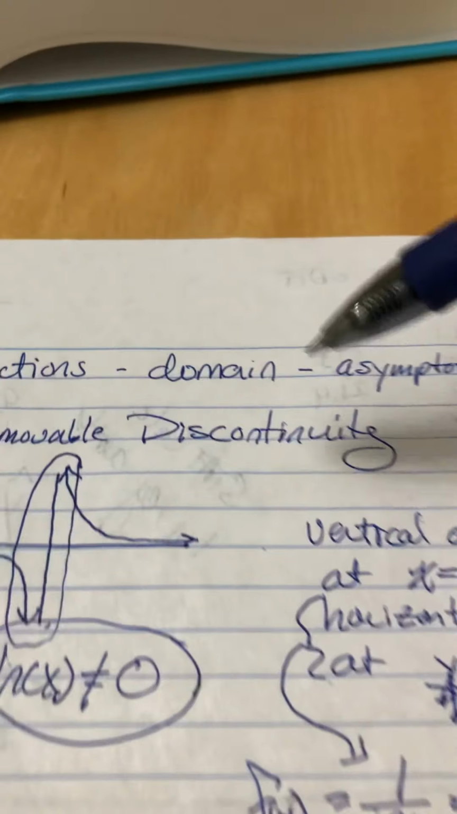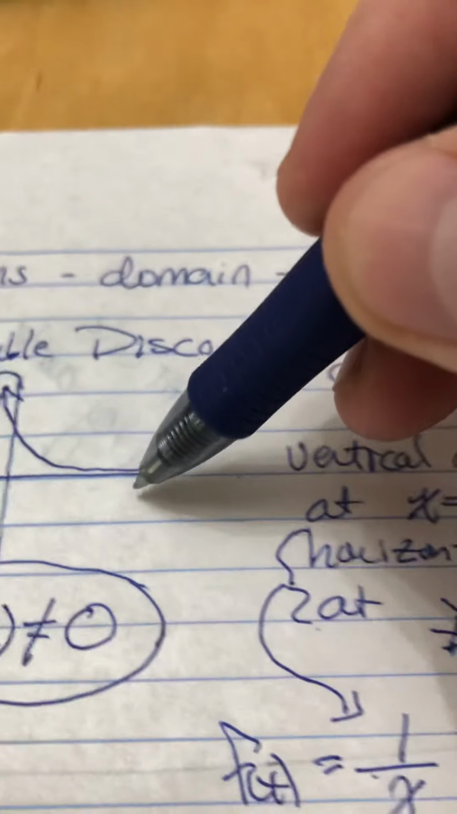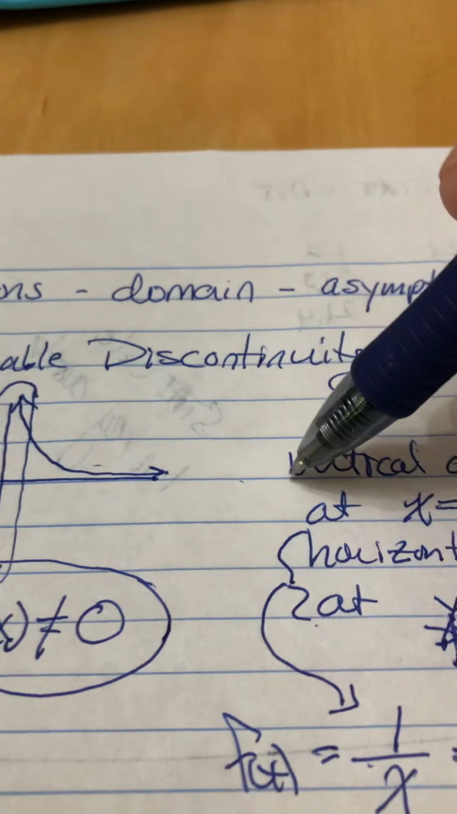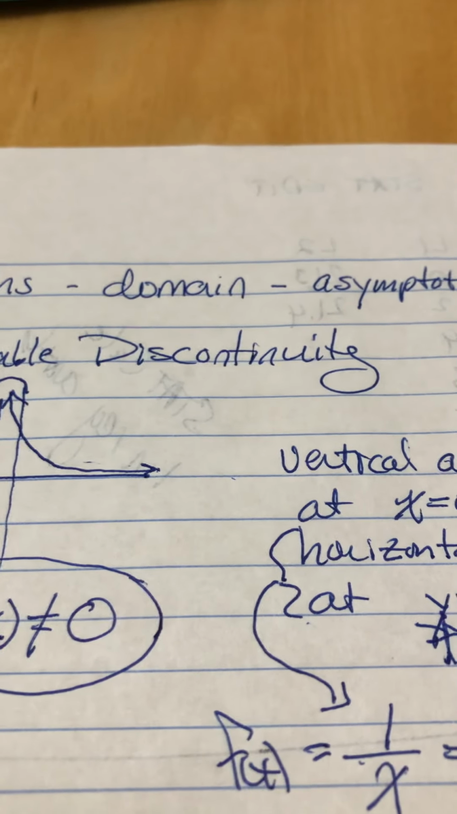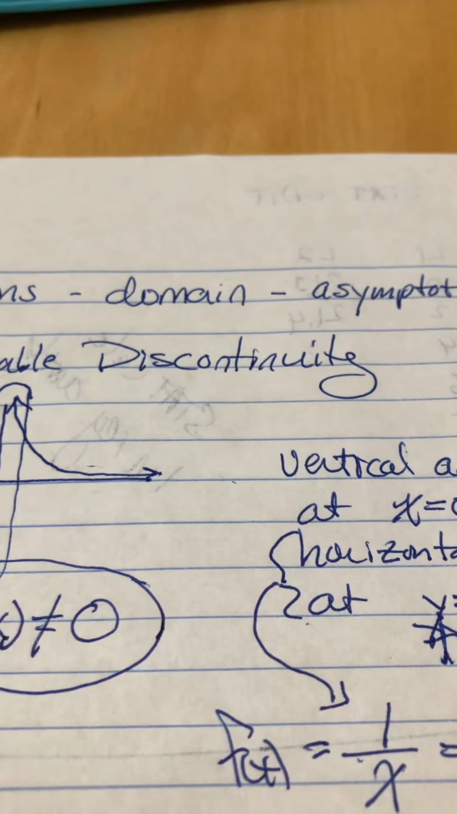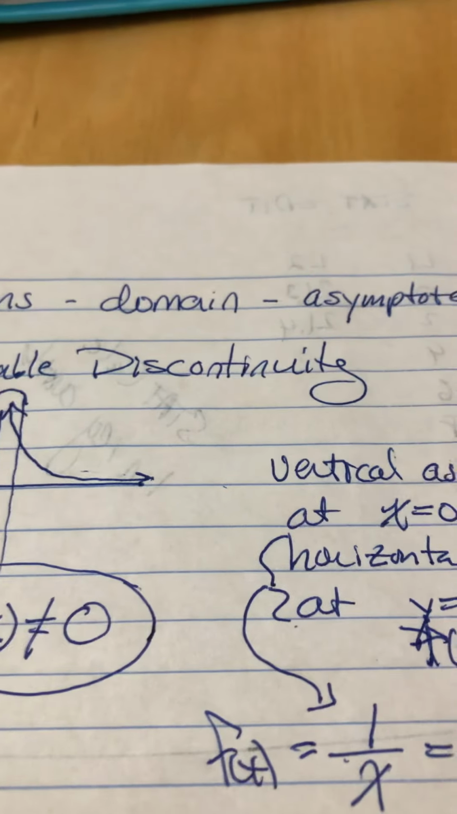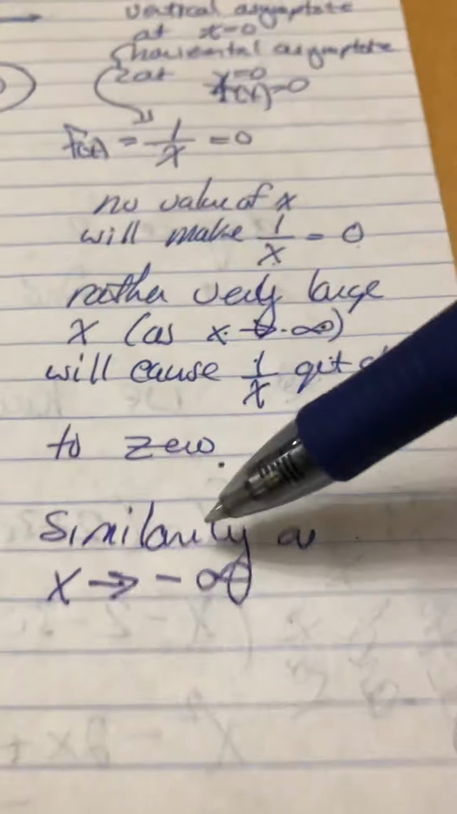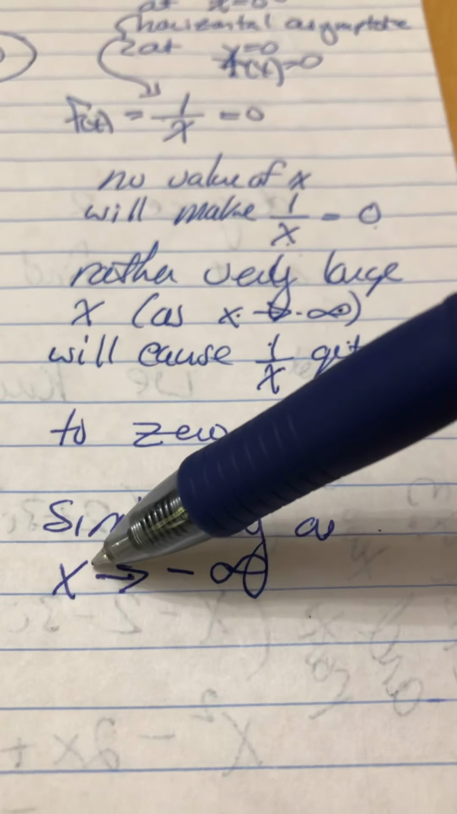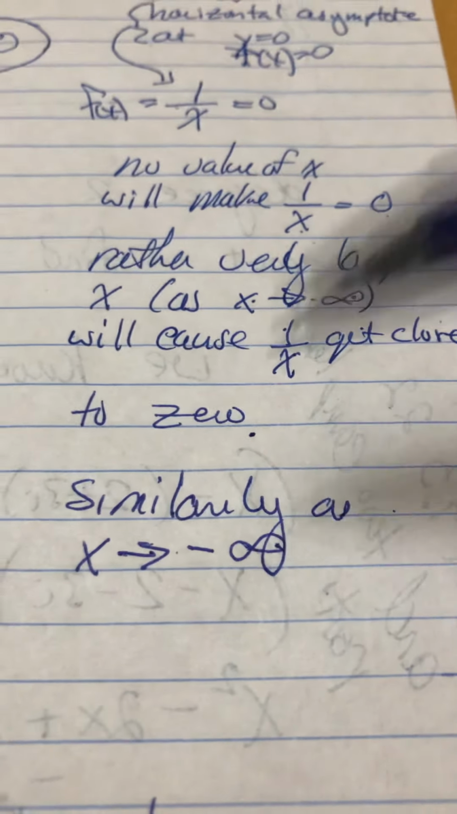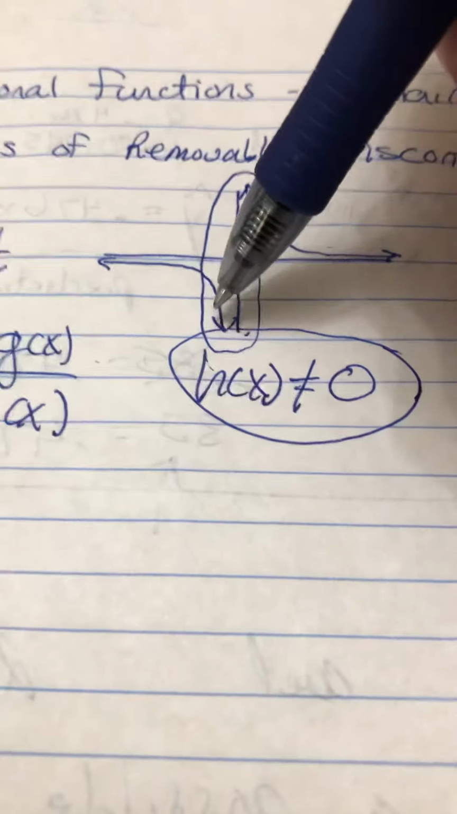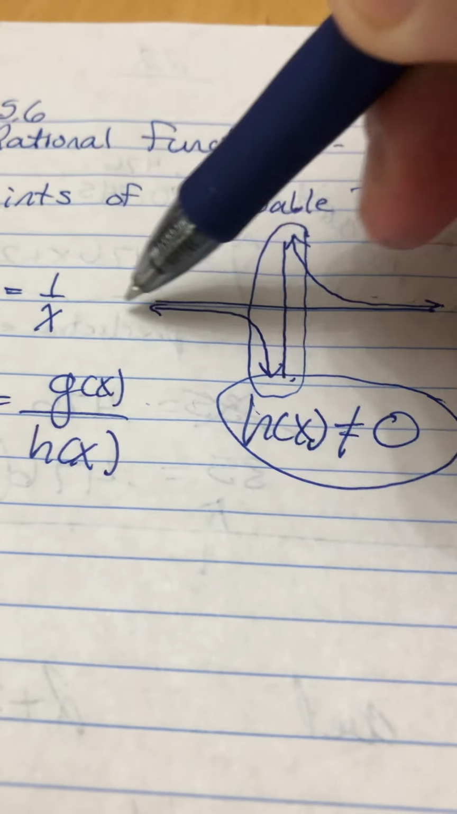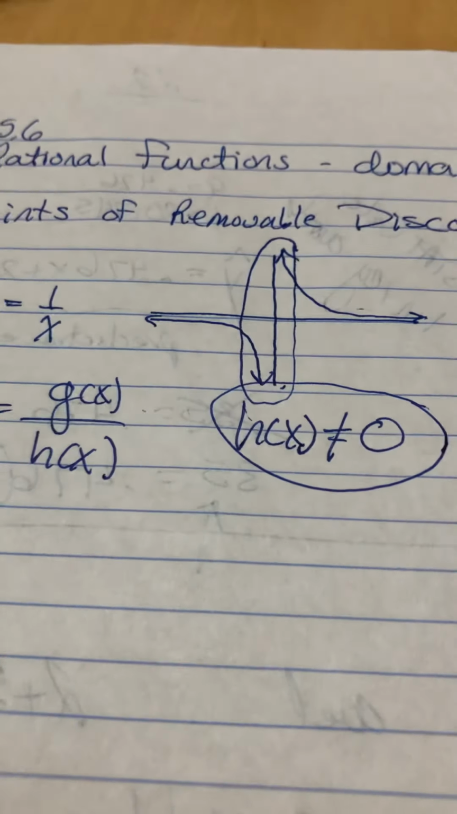Graphically, we're heading way out over here, and the graph is hugging, getting closer and closer to the x-axis, which is the y equals 0 line. A similar thing will happen if you travel off to x equals negative infinity: it will hug the x-axis going towards negative infinity.